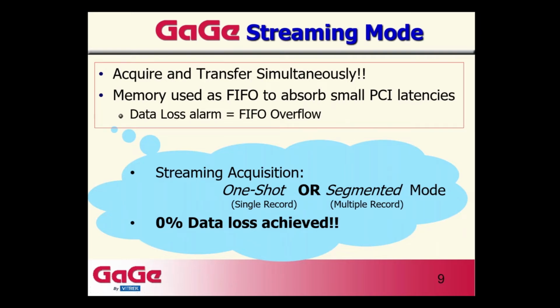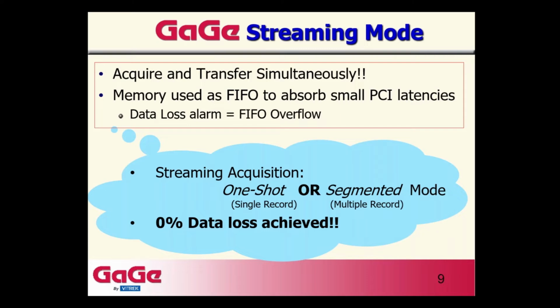So to recap a bit, in memory mode, the memory is only doing one thing. You're either acquiring into the memory or you're transferring the data from the memory to the PCI bus. You can only do one of those two things. Whereas in streaming, we can acquire and transfer from the card's onboard memory simultaneously. And in fact, we use the onboard memory as a FIFO, that's a first in, first out buffer, to absorb small PCI Express latencies, as I'll explain in more detail.